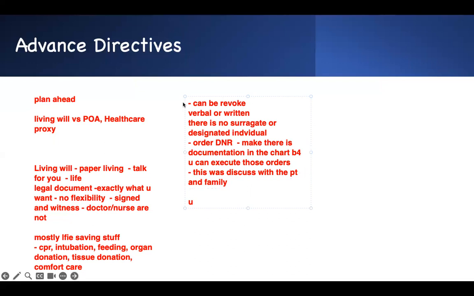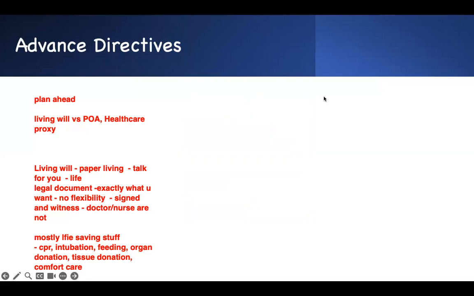You don't need the will in the chart, just documentation. This is regarding an order for DNR. You don't need to have the will in the chart specifically. If the doctor writes an order, all you need to verify is that this has been discussed with the patient and the family, and this is how they want to proceed. And then you can honor it. But if you don't have the documentation, you cannot honor it.